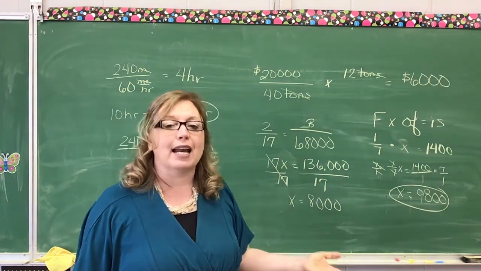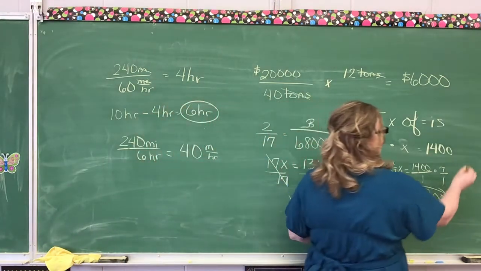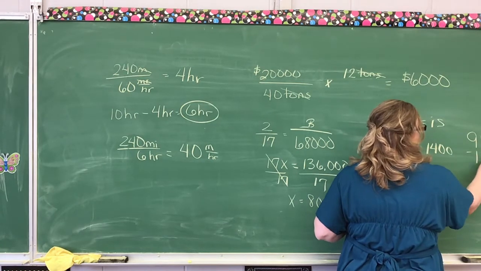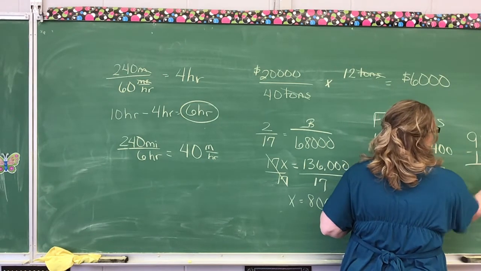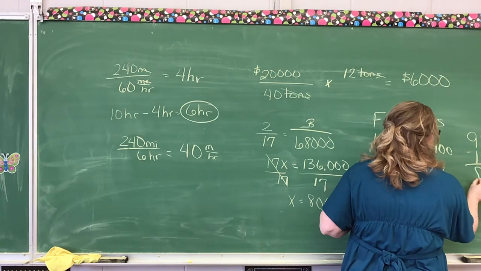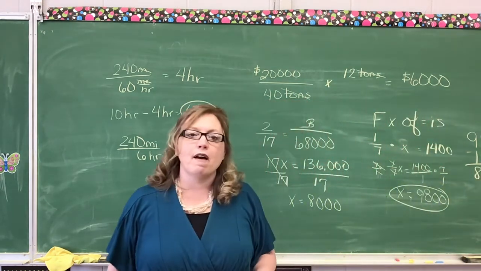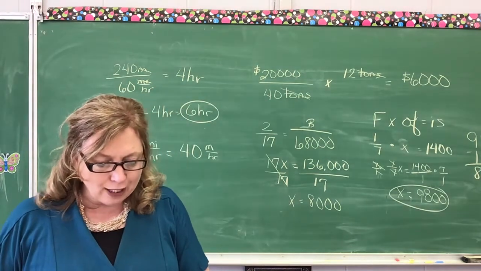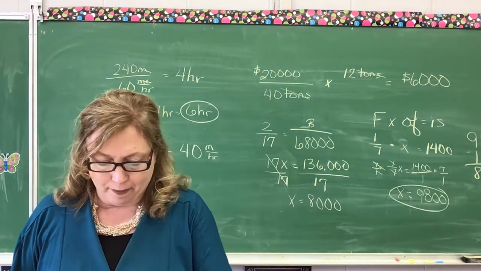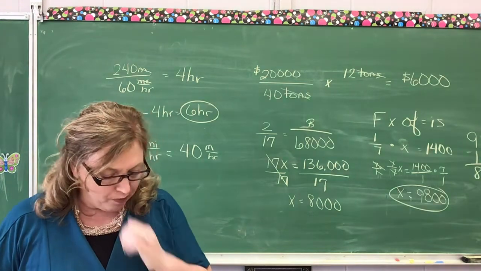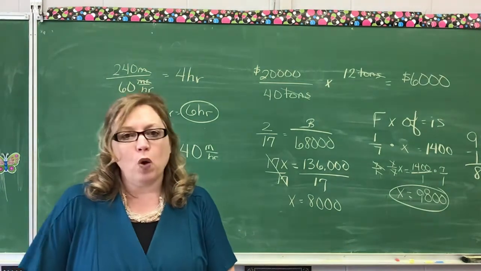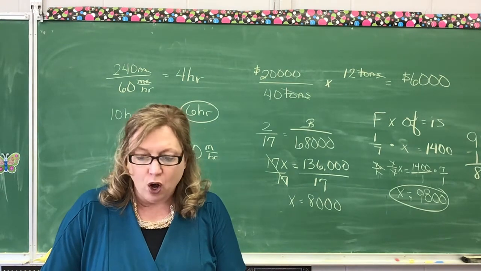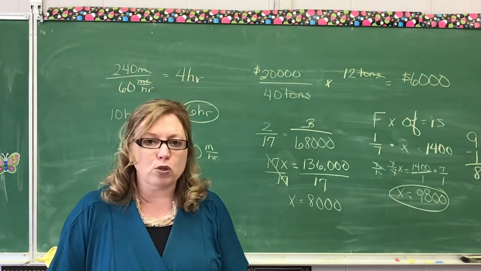So how many are not standing? I need to subtract. I need to go 9,800 minus 1,400. And I get 8,400 as my final answer. Okay, let's look at number 7. Number 7. What number is 140% of 140? All you need to do is multiply.